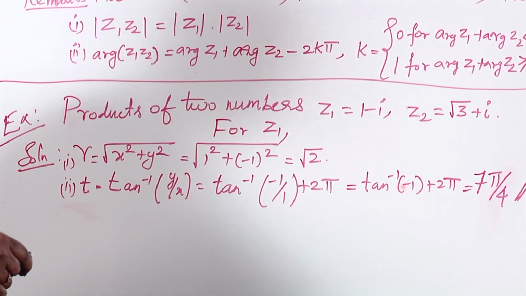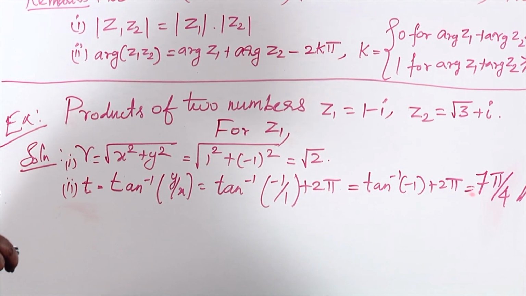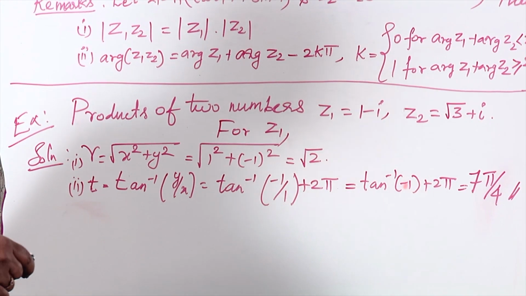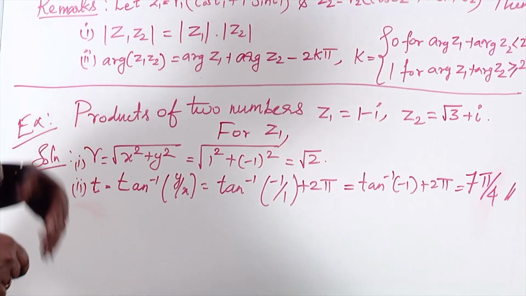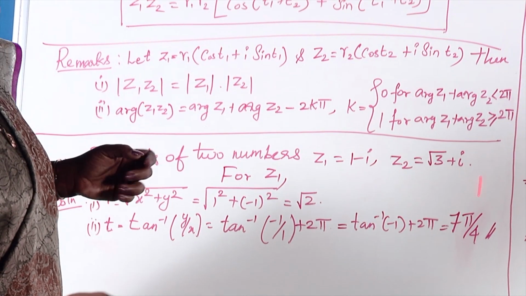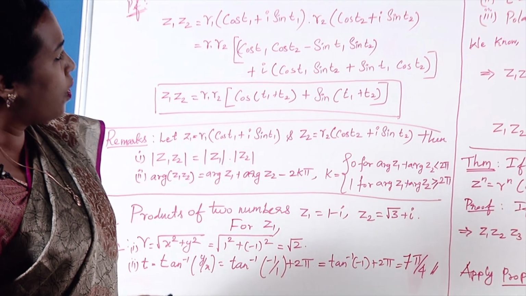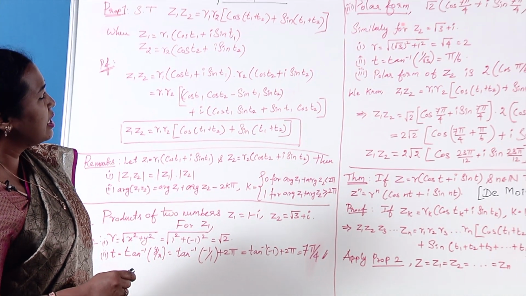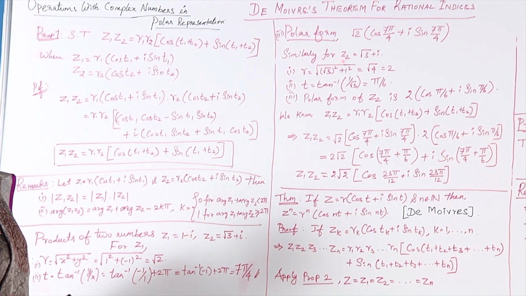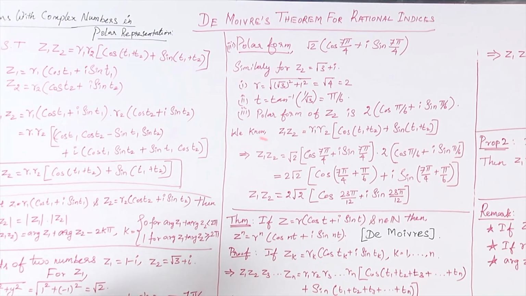So, this is tan inverse of minus 1 plus 2 pi, which is equal to 7 pi by 4. This part is what we have already done earlier, so I am not going to elaborate on it further. We go on to the second term as well. A similar method we follow for Z2 is equal to root 3 plus i.